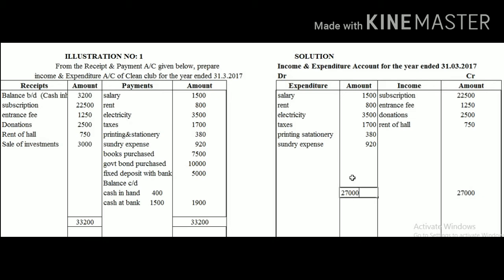So we have to identify or find out the surplus or deficit. Here the income side is high as compared to expenditure side. So this balancing figure comes here. It is known as surplus.